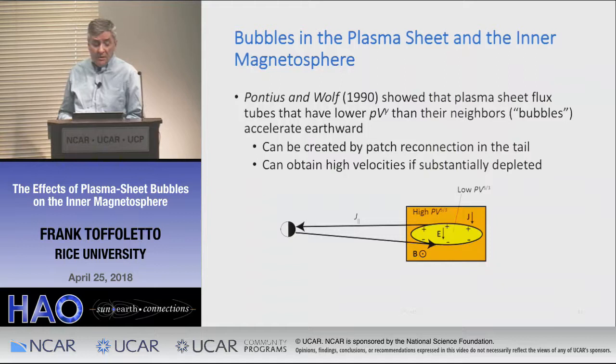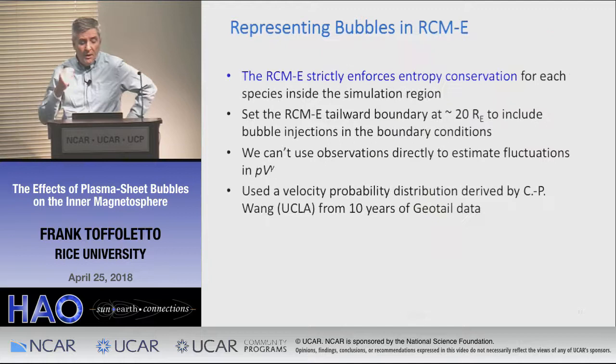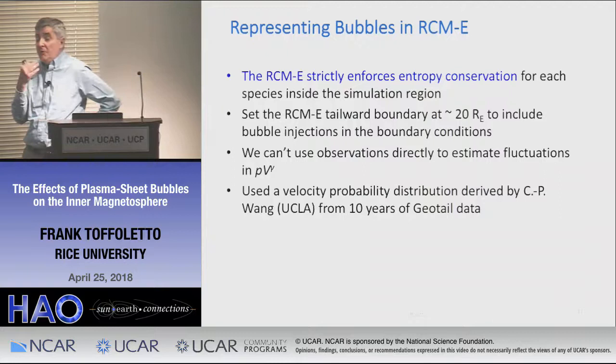These things were later observed by Baumjohann using Geotail data. They actually saw these very fast, very short-lived flow bursts. These can actually move very quickly. And so the idea was that because they're so prevalent, they should somehow be included in the modeling effort that we're doing. So the goal in the next stage of the work was to try to represent some kind of effect of these low entropy bubbles in the Rice Convection Model Equilibrium, RCME.